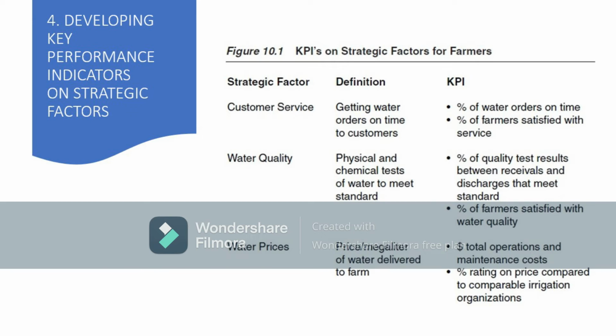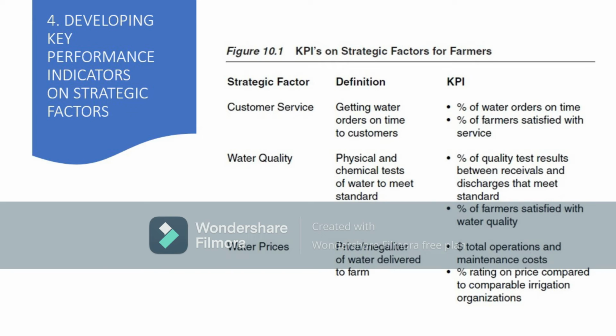The strategic factors for farmers are customer service, water quality, and prices. The farmers are the customers of Griffith Irrigation. Customer service is defined as the extent to which water orders are filled on time. This means that Griffith Irrigation staff have to open the gate that leads to a farmer's property on the date he ordered, and close the gate when the ordered quantity of water has been discharged into the farm.